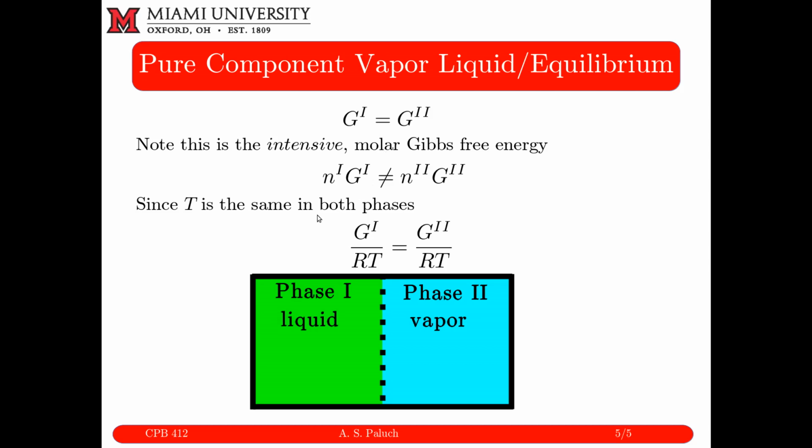Something we'll play around with a little later is that since the temperature of my two phases are equal to each other, I could equivalently write this in terms of my dimensionless molar Gibbs free energy, G over RT. And that wraps up this set of slides, where the main outcome is our criteria of phase coexistence for a pure component system: equality of the molar Gibbs free energy of the two phases.